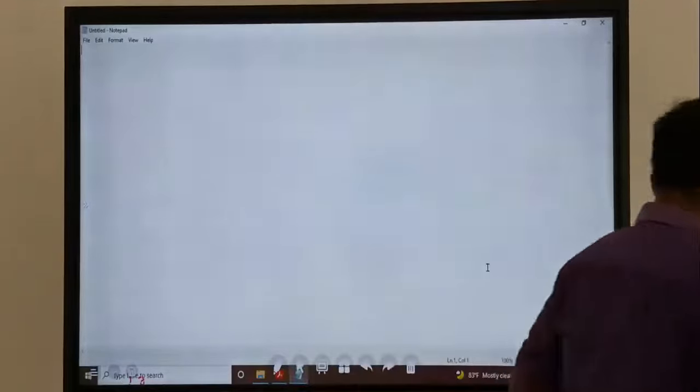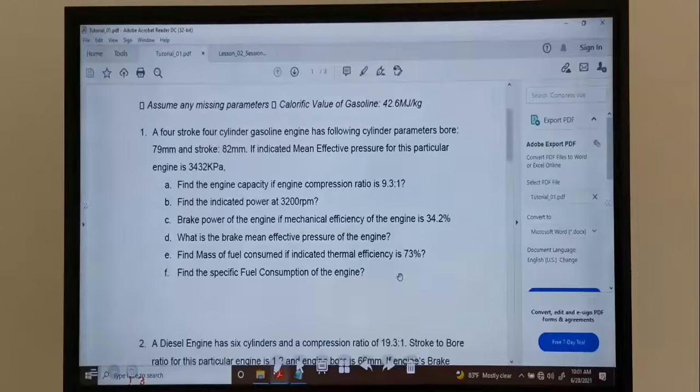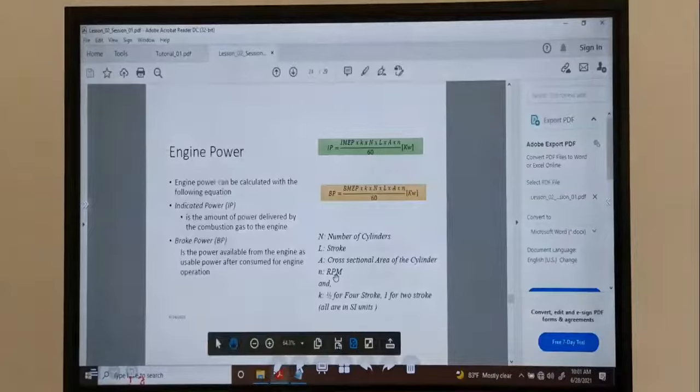So, what was the next question? Brake power of the engine, if the mechanical efficiency of the engine is 34.2%. We have to find the brake power, but they give the mechanical efficiency. So what equation can we use for mechanical efficiency and brake power?